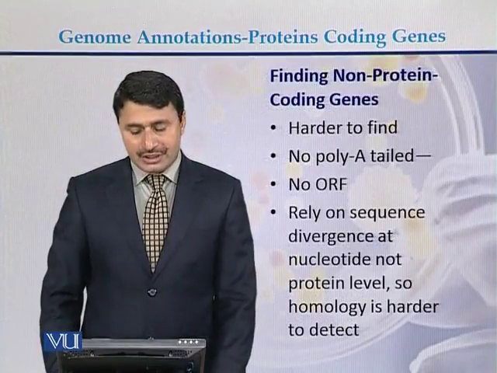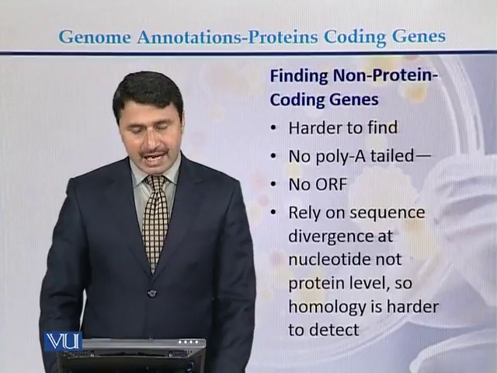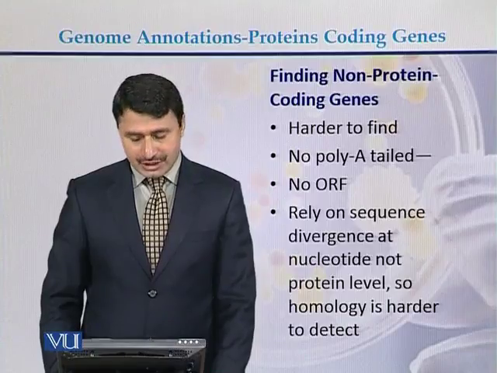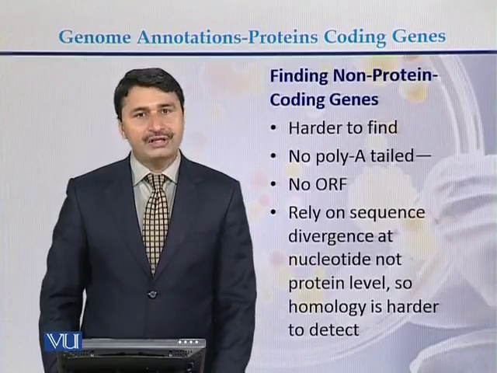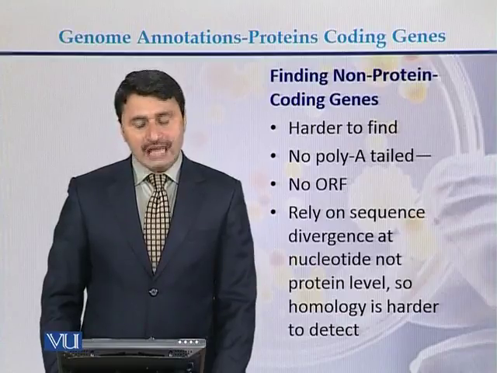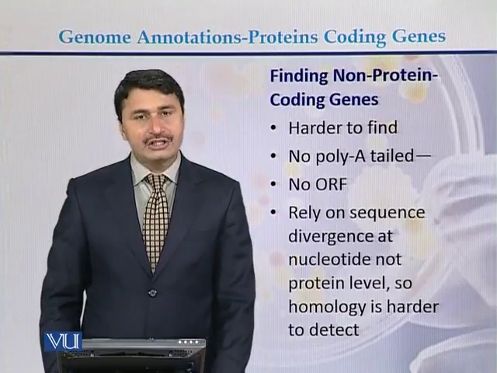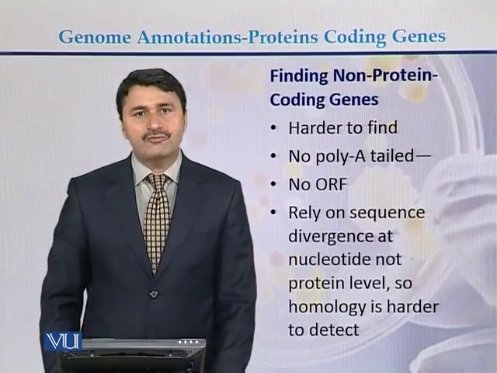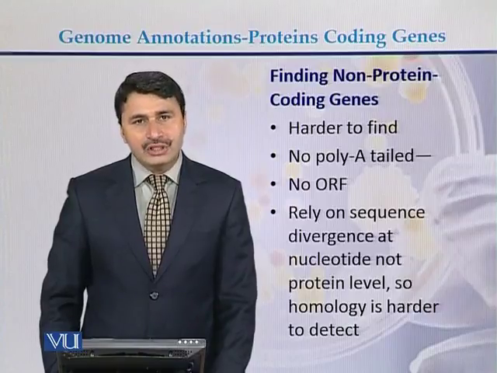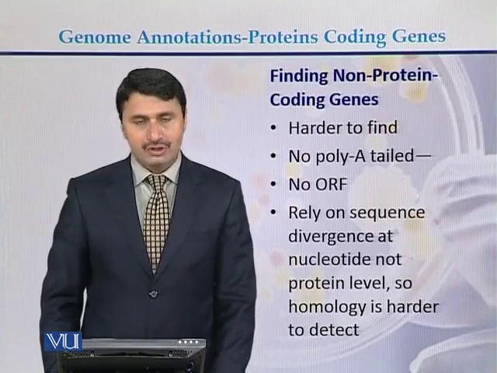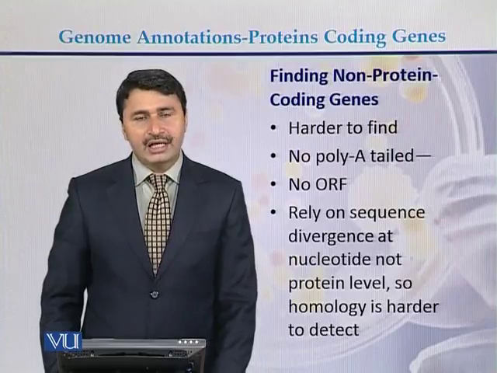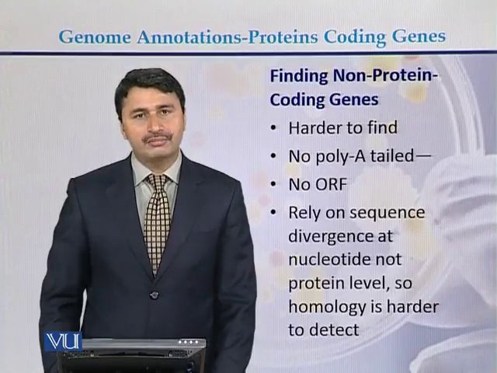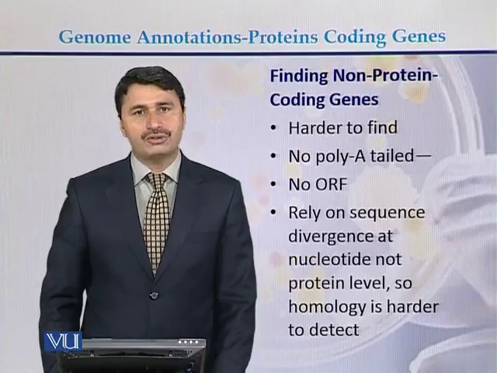Finding non-protein genes is harder because there is no poly A tail present with those genes, and no ORF, open reading frame. We have to rely on sequence divergence at the nucleotide, not protein level, because they do not produce proteins. So we just have to rely on the sequence of the nucleotides. So it becomes harder to identify the genes in the case of non-coding, non-protein producing genes.